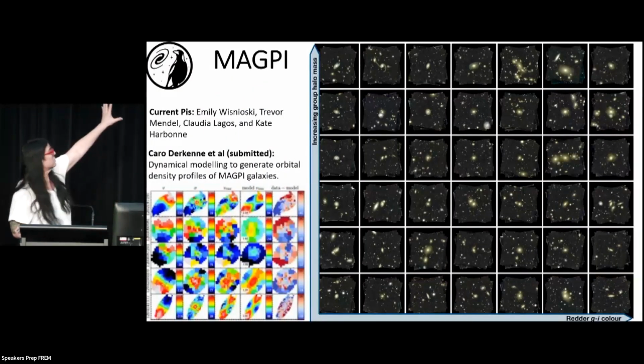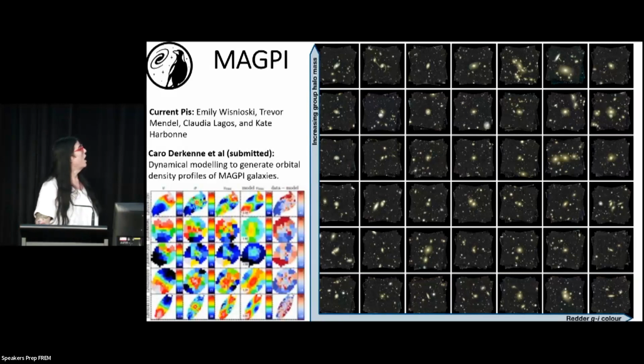So this is a really awesome picture that I'm sure Trevor's going to show again. It is, I think, 40 plus fields of the MAGPI observations. You have high mass halos at the top, and redder systems over on the right. What you take away from this is a visual snapshot of diversity in the systems. And that's really what the MAGPI survey is intended to do.